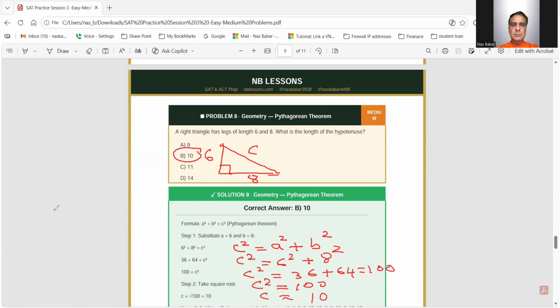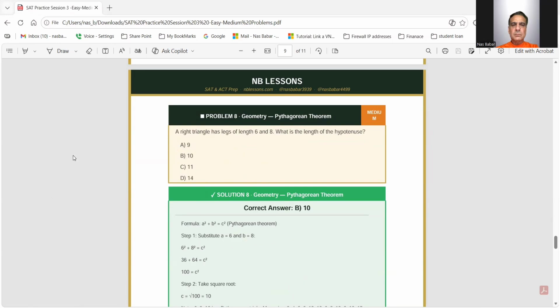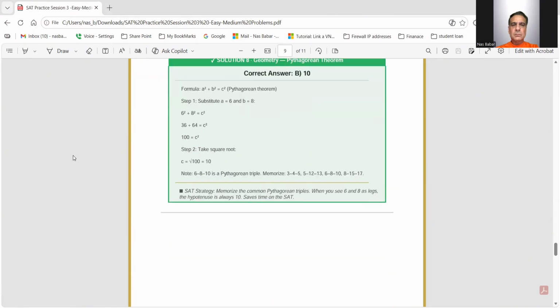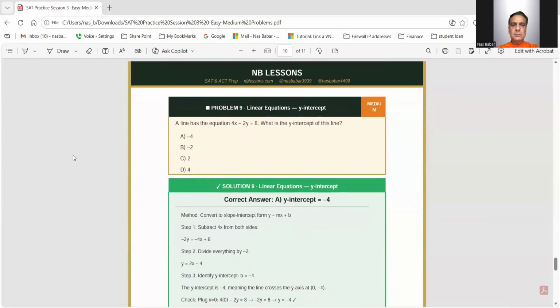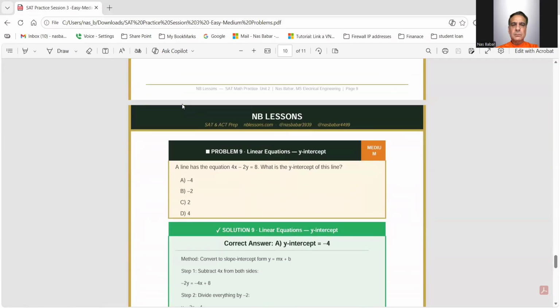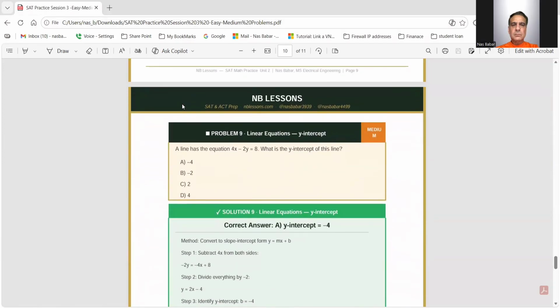So how's that? Let me go ahead and clear the board and we move on to the next section. All right, let's look at the next problem. Next problem is a line has an equation 4x minus 2y is equal to 8.